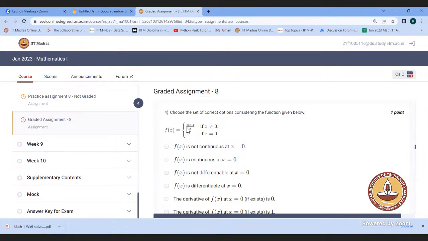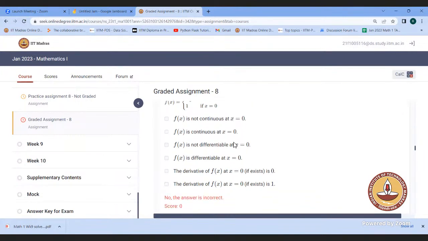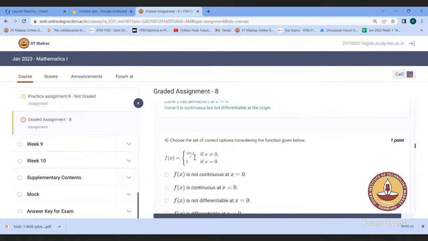This is kind of simple, right? We know that the limit as x tends to 0 of sin x by x is 1, right? And at x equal to 0 also, this is 1. So LHL is equal to RHL is equal to f of 0, so we get this function as continuous, right? And it is also differentiable at x equal to 0, and if we differentiate, the value would be 0, right?